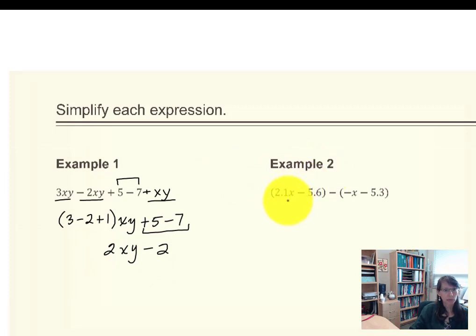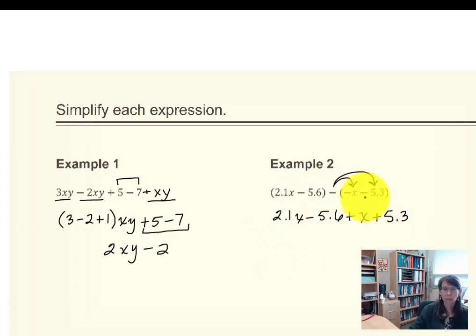In our next example, we have a quantity subtract another quantity. This subtraction sign means we are going to distribute the negative to each term that comes after it in the parentheses. There isn't a negative sign in front of the first quantity, so it's like having a positive 1 in front of it. When you multiply by 1, you're not going to have any changes in your product. So we're simply copying 2.1x minus 5.6. Now distributing, negative times negative makes positive x, and then negative times negative 5.3 would be plus 5.3.